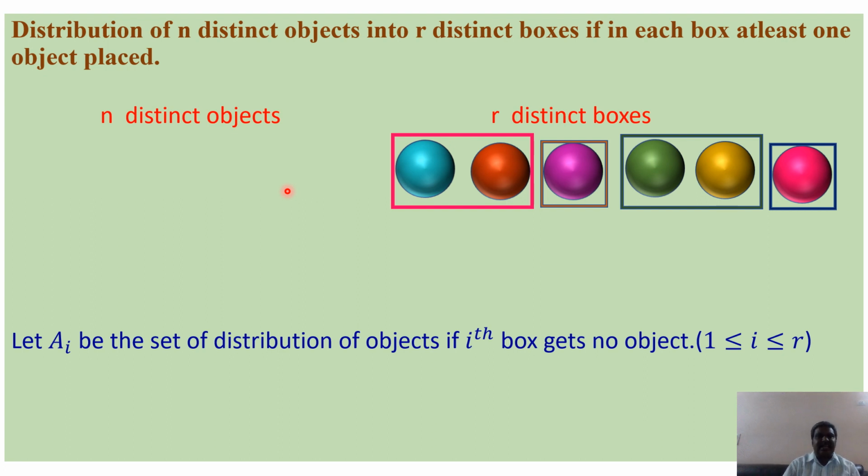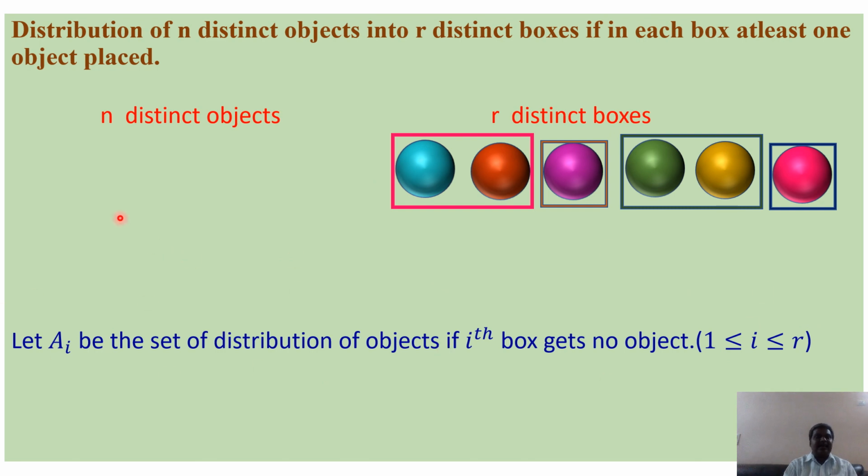Ai is the set. I am defining it in this manner. This doesn't follow my concept. What is that? At least one object placed. This set overcomes my statement. That is, in this manner I have to choose the sets. In the previous concept also we chose the sets like this.